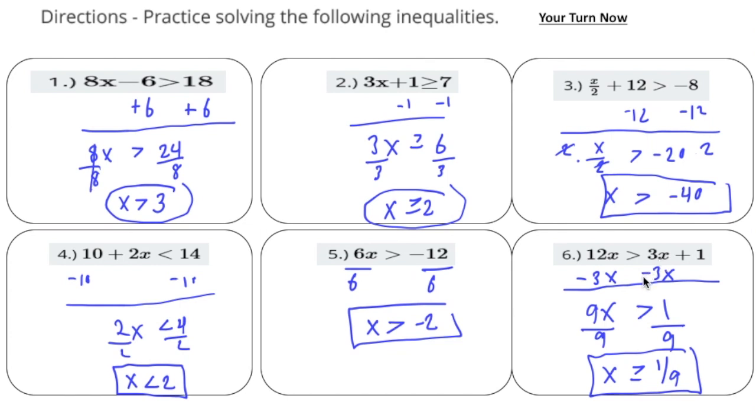So I had to first subtract 3x from both sides to make that 9x is greater than 1. And then, once I had one variable, I could divide by 9. I got x is greater than, that should just be greater than, 1/9. Alright, how'd you do?